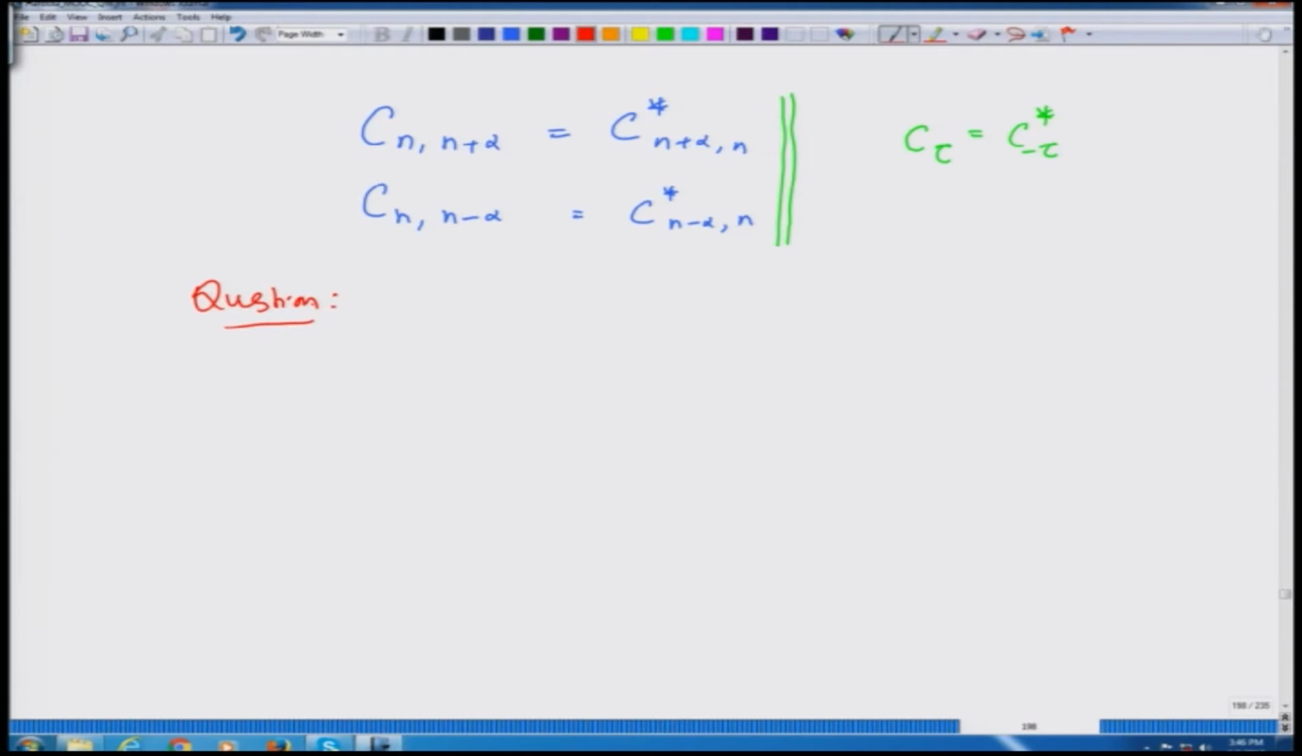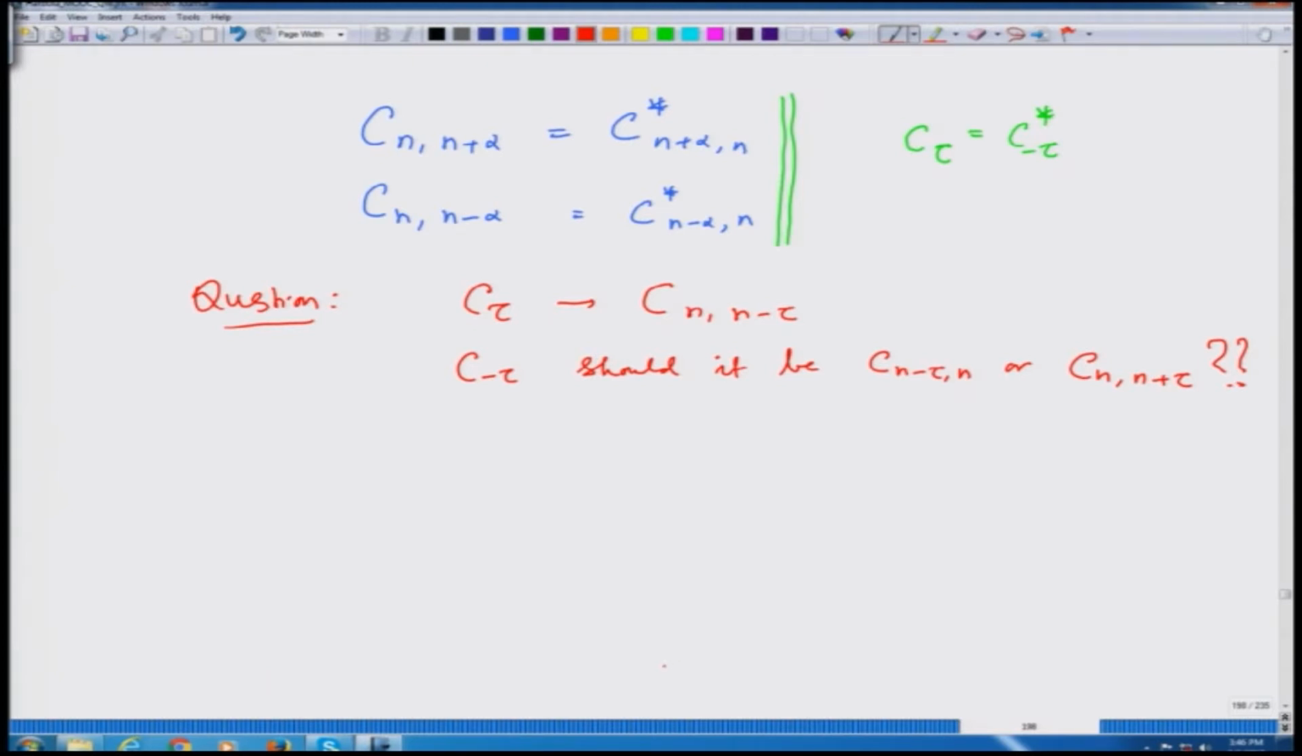is that C tau, suppose it corresponds quantum mechanically to C n to n minus tau, then C minus tau, should it be C n minus tau n or C n n plus tau? That is a question. And what I have claimed is what I have shown in blue on this screen.